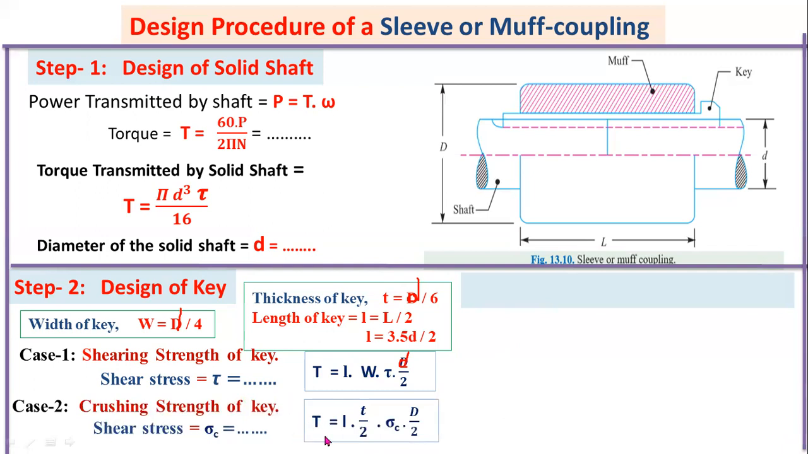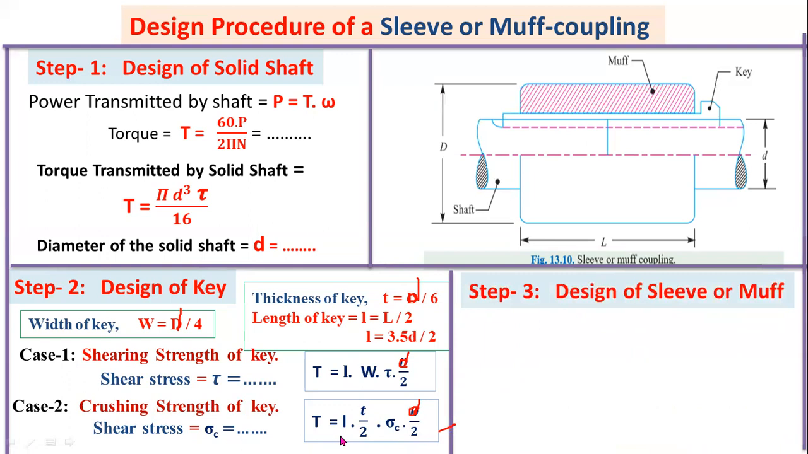In this equation you can get the value of compressive stress induced in the key material. Here also small d is the diameter of the shaft. So from this equation you can get the value of compressive stress or crushing stress induced in the key material.